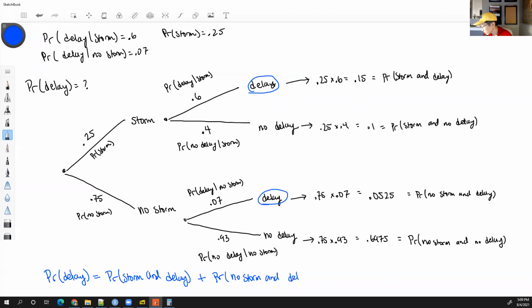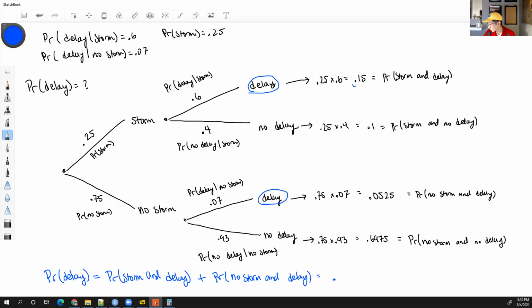And these events are mutually exclusive, right? There's no scenario in the world where you can experience a storm and a delay, and at the same time you experience no storm and a delay, right? Either there's a storm or there's not. You're not going to have a simultaneous thing. So all we're going to do is just add these two things together. There's no overlap for us to worry about.